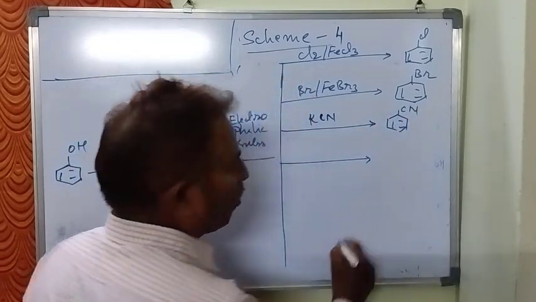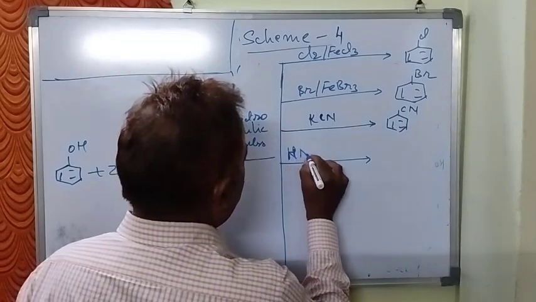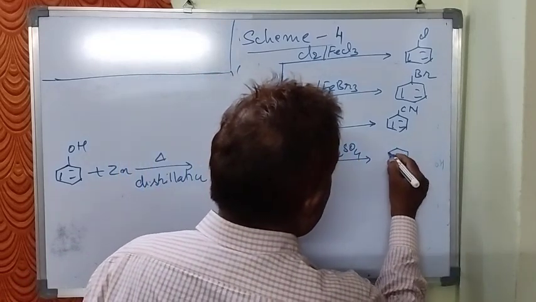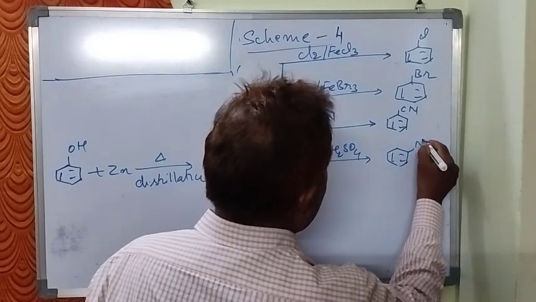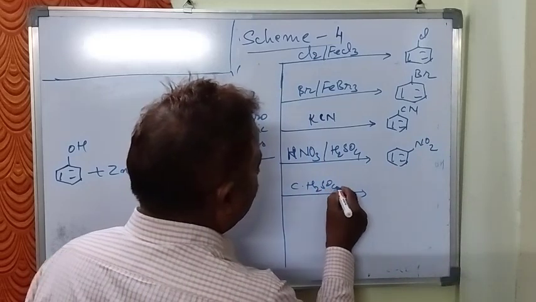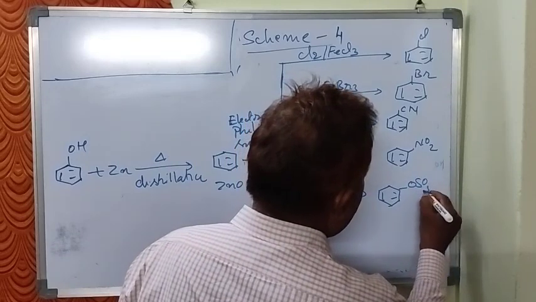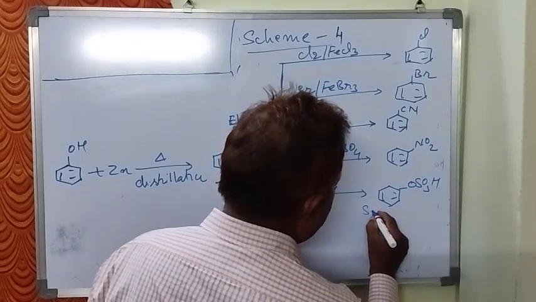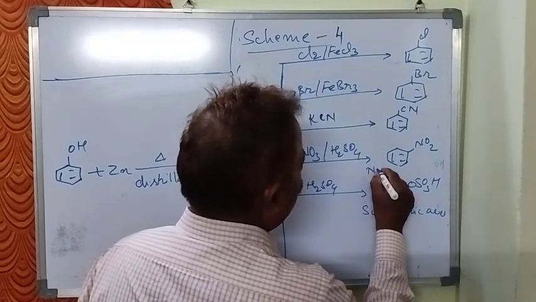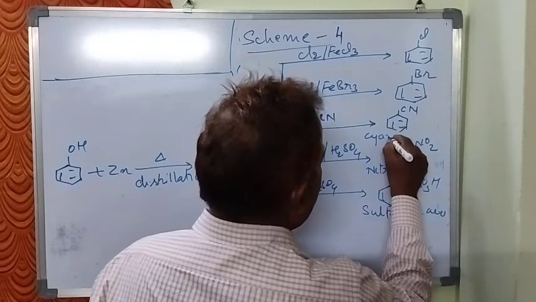In the presence of concentrated nitric acid, HNO3, and H2SO4, we get nitrobenzene. In the presence of concentrated sulfuric acid, we get OSO3H. This is benzene sulfonic acid. This is nitrobenzene. This is cyanobenzene.